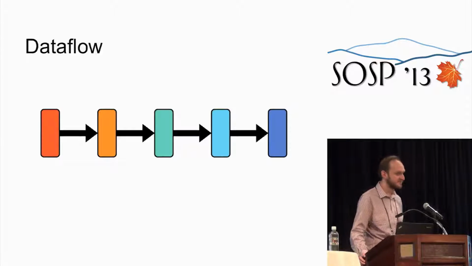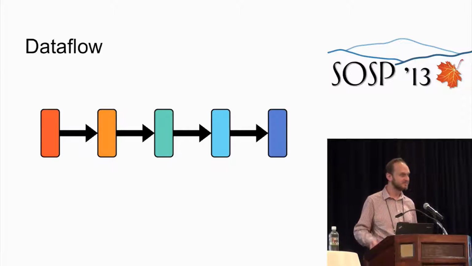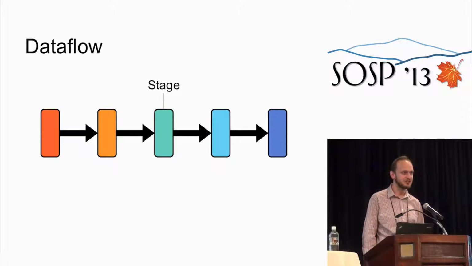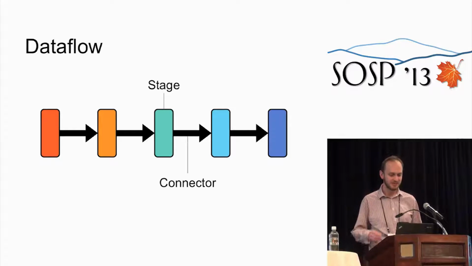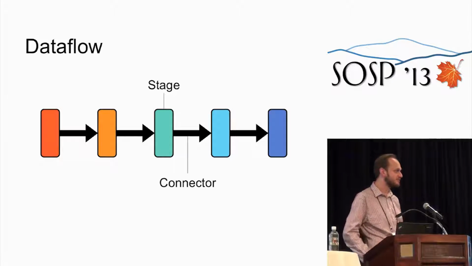So you've seen plenty of slides introducing data flow at this conference. I won't labor the point. Let's just introduce the terms. We're going to have a directed graph of stages, which represent computation, and connectors that represent the paths along which data can flow between the stages.